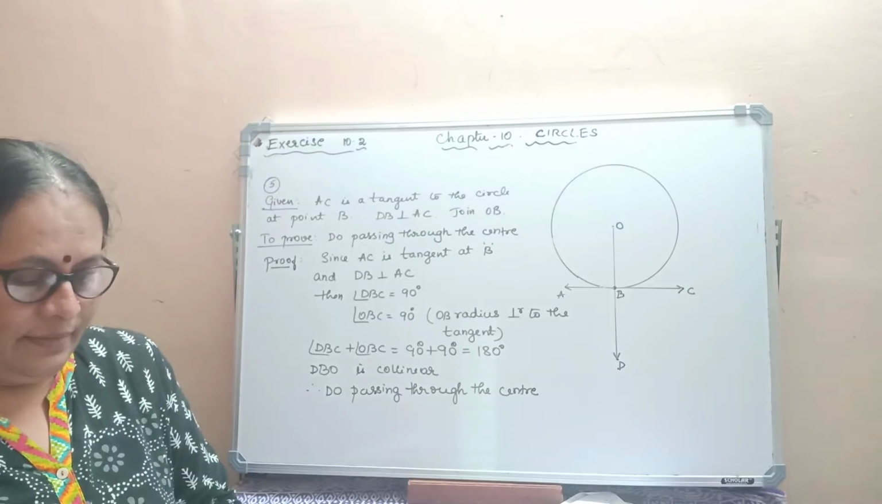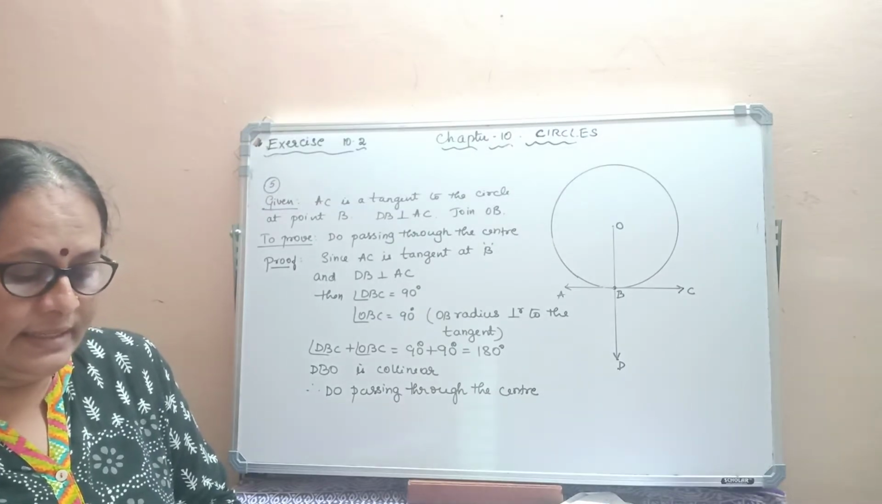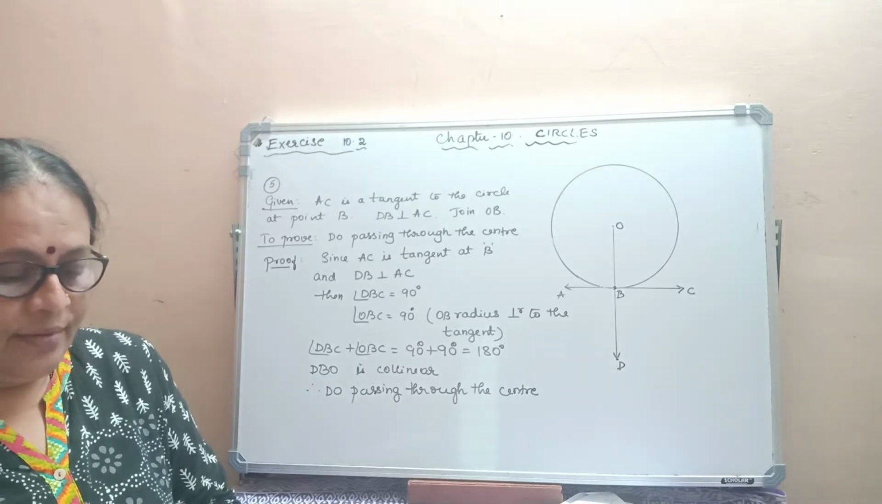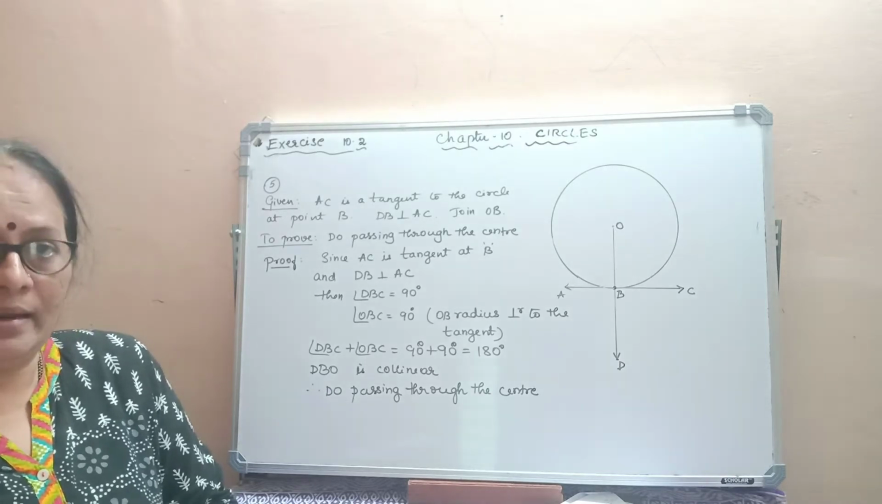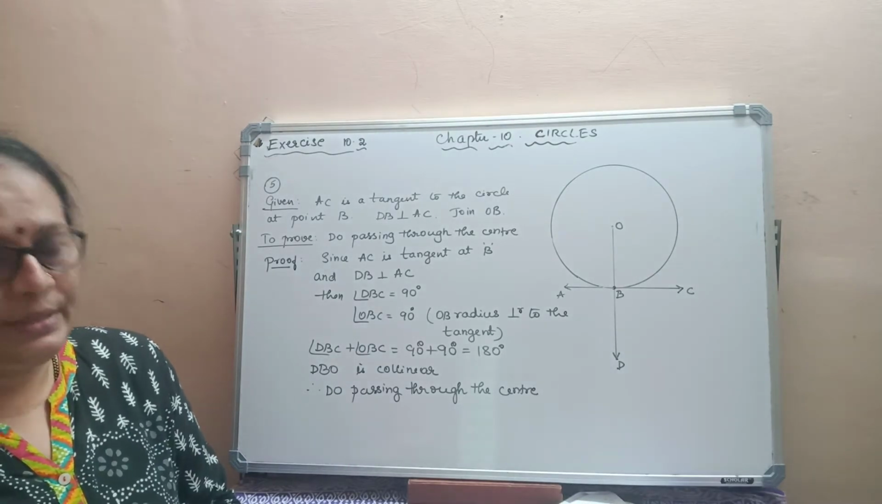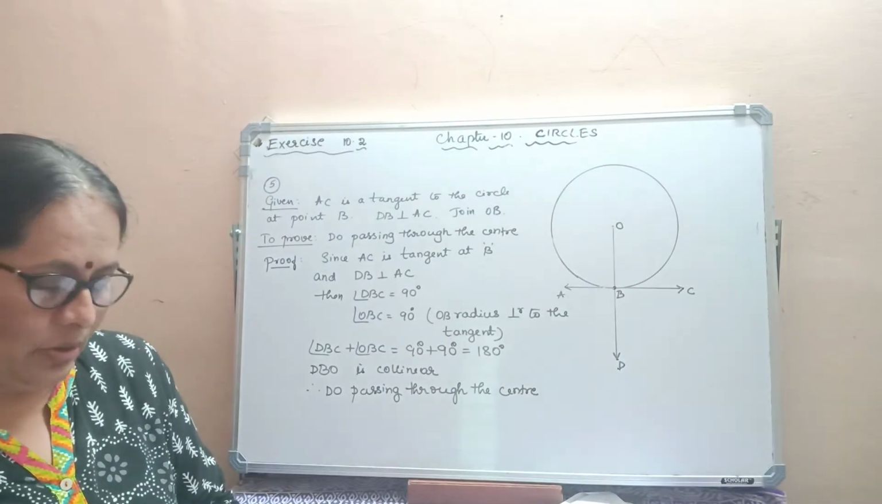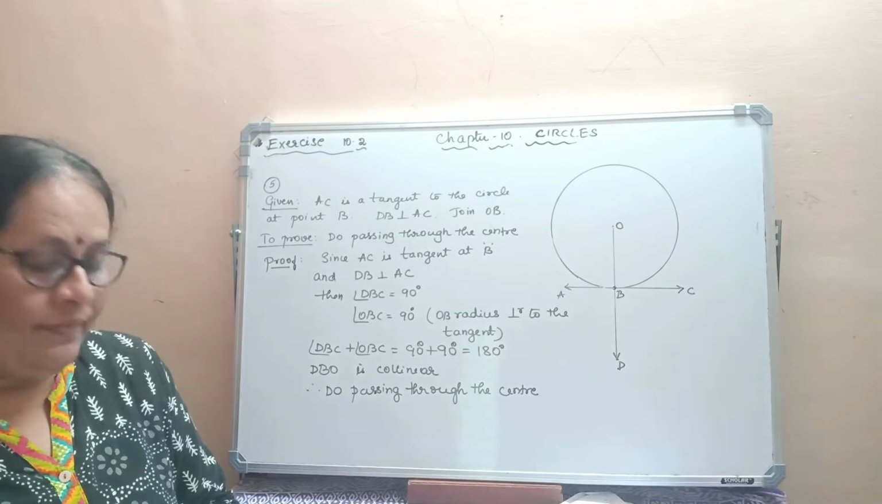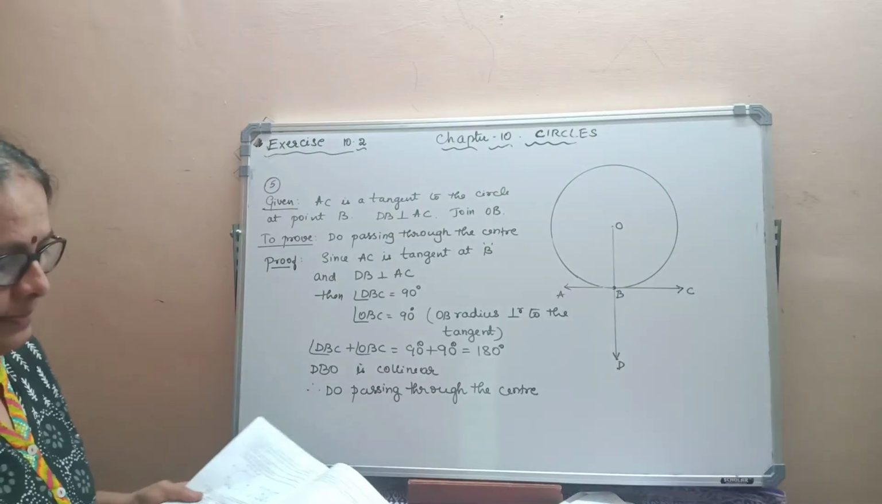Then question number 7. Two concentric circles of radii 5 and 3 cm. Find the length of the chord of the larger circle, which will be the tangent to the smaller circle. So this sum also we solved. Now continue with question number 8.